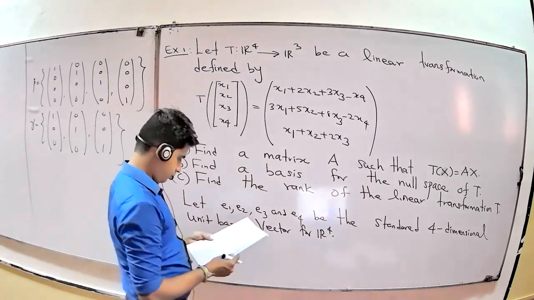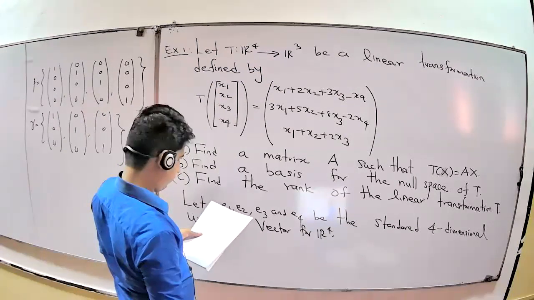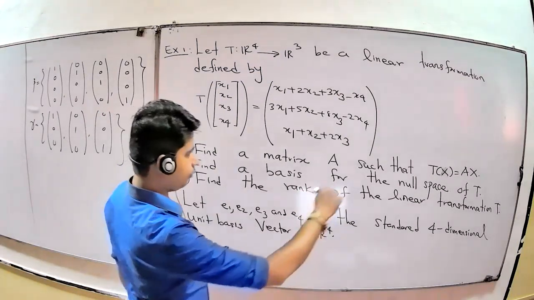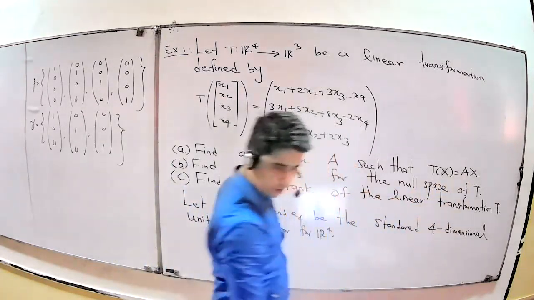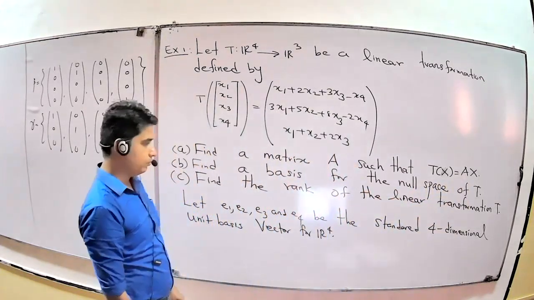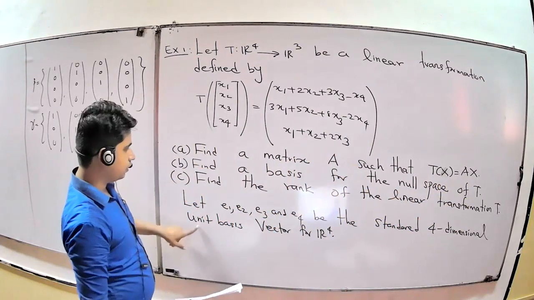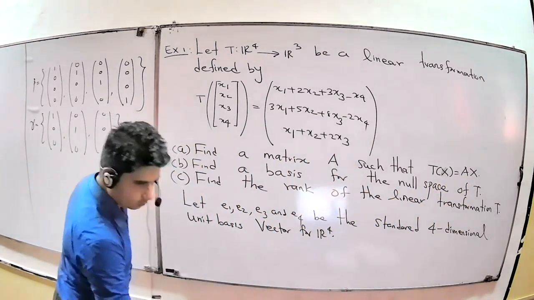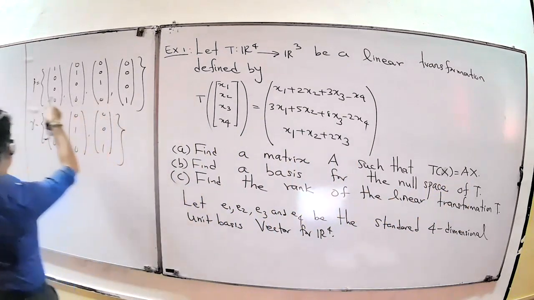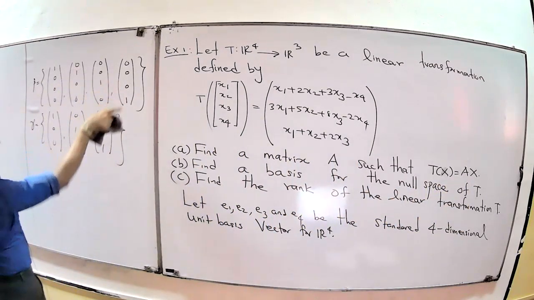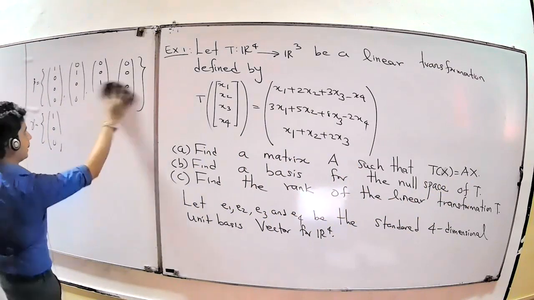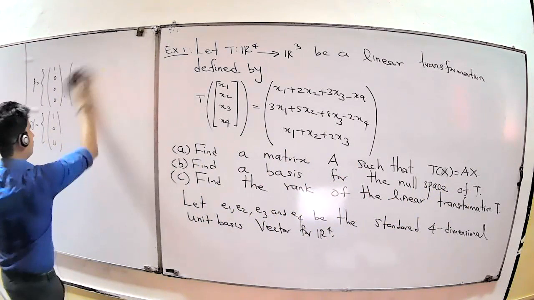Now we want to find the matrix A. That is, matrix A is a representation matrix. Now we will find the representation matrix first. How can we find the representation matrix? We use this basis. Very important, because we mentioned here we use the standard ordered basis.